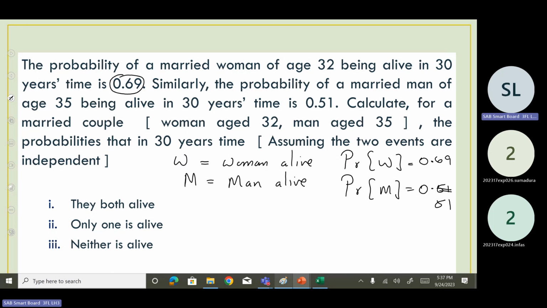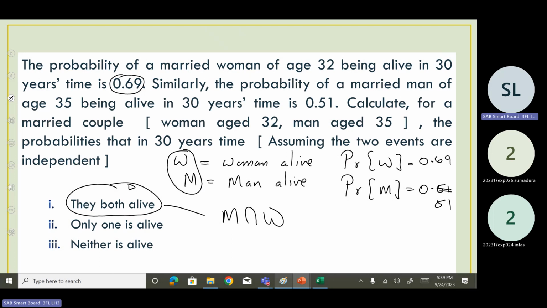Now we have only these two events: woman alive, man alive. But they are asking for both alive. So some combination of these two events should generate this. How can we combine these two to get this? The operators are union and intersection. Both alive: man living, and woman also should be living. Man living and woman living, so that is the event that influences this. If we want this probability, we want the probability of this, because this is the only combination that influences.